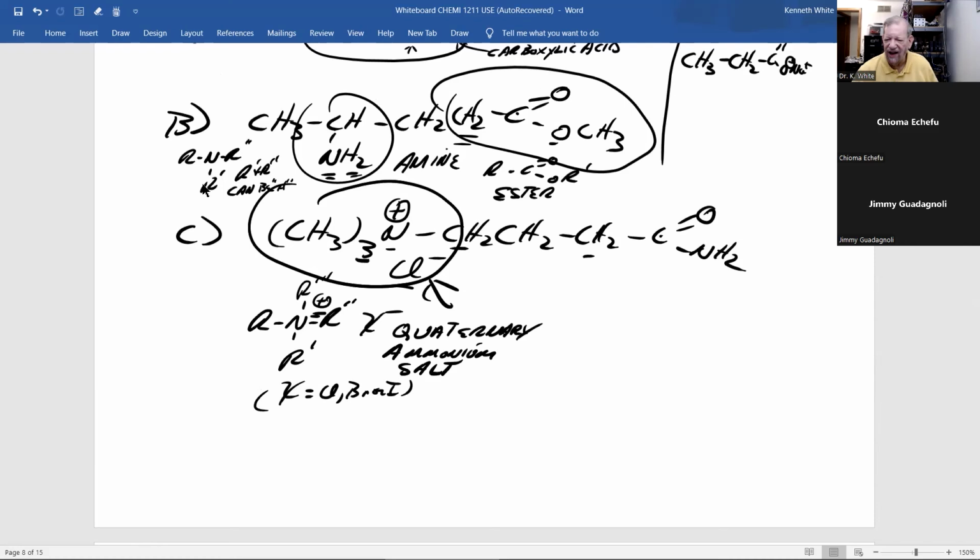Carbonyl with an oxygen, nitrogen. It's got 2 hydrogens on there, but I call them R and R prime. Carbons here are, remember for this, R and R prime can, and they are in our example, be hydrogen, and this is an amide.